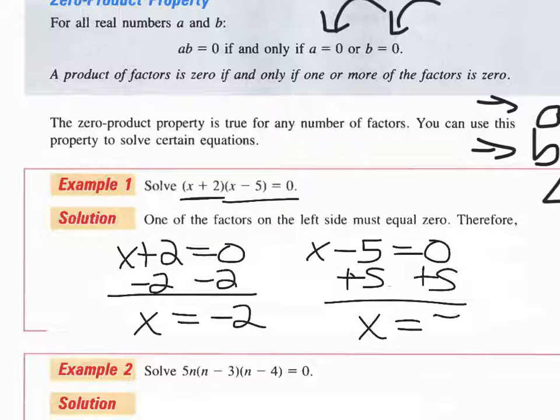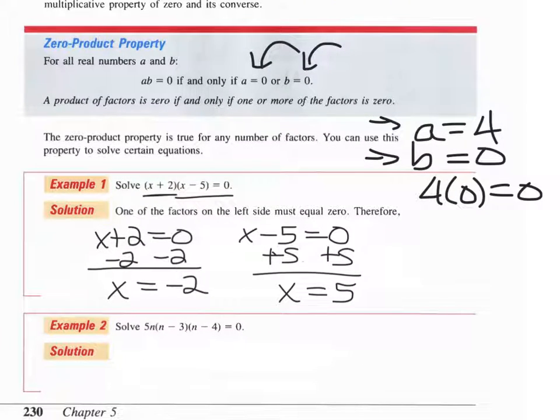And my two answers for x, when it says to solve, are going to be x equals -2 and x equals 5. When you're doing this on the test, you can leave your answer like that, or you can also put them in the set brackets. Either way.